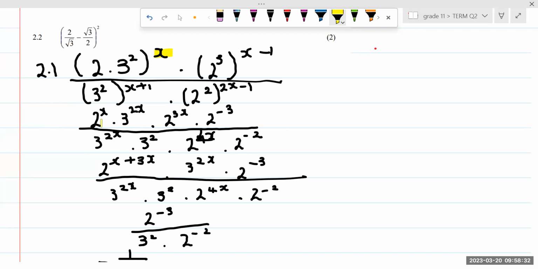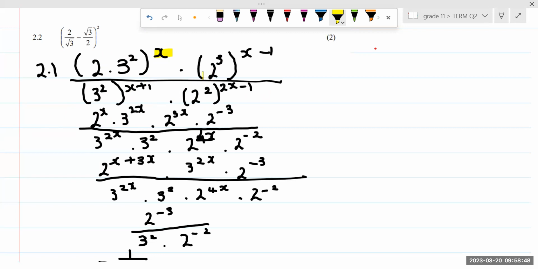And then I raised the power exponent to the first power. I said 2 to the power of 1 multiplied by x, I got 2 to the power of x, and said 3 to the power of 2 multiplied by x, I got 3 to the power of 2x.